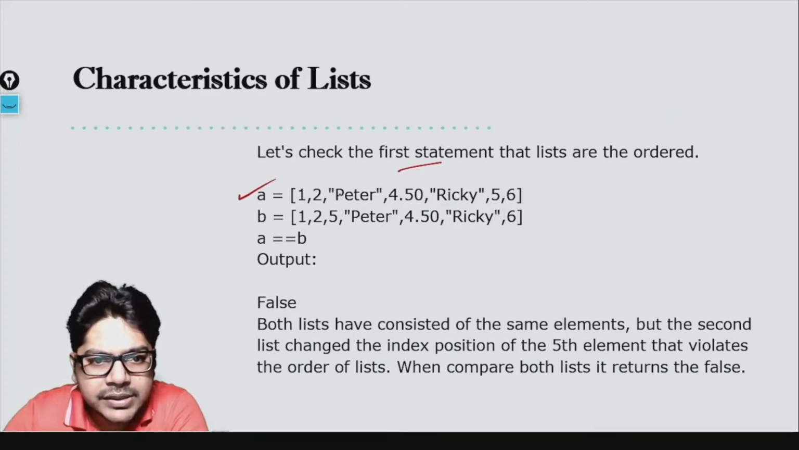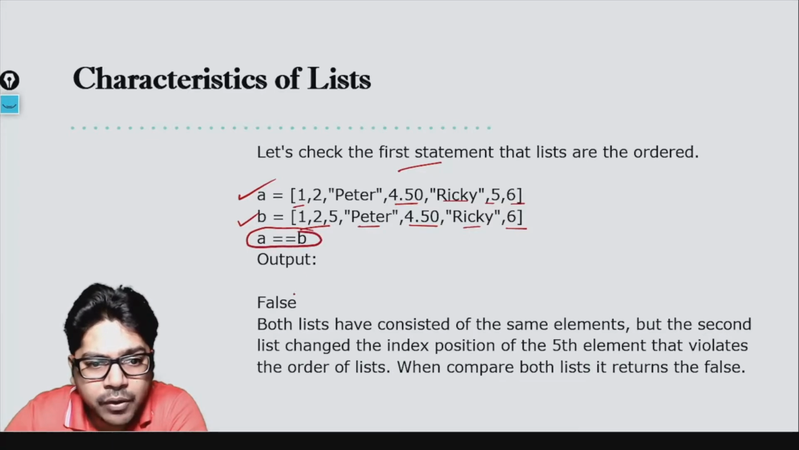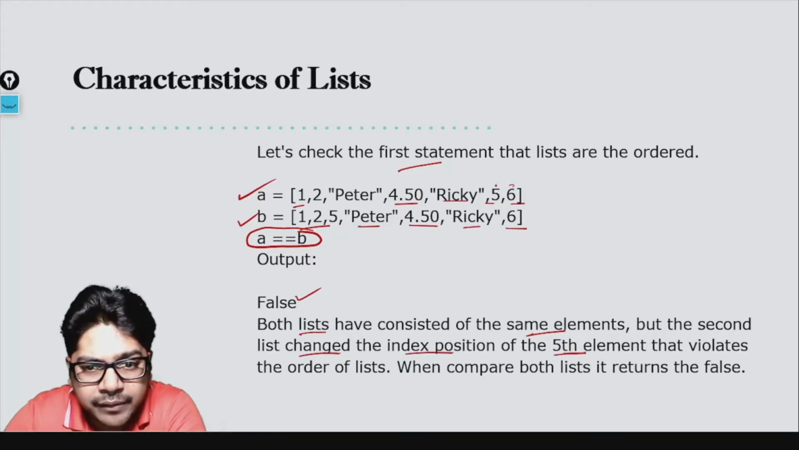So here we are creating a list. A is equal to 1, 2, Peter, 4.5, Ricky, and 5, and then 6. And then we are creating B, which has the same items: 1, 2, 5, Peter, 4.5, Ricky, and 6. And if I try to print A equal to B, I'm going to get false. Although the items are the same, the ordering is different here. So both lists consist of the same elements, but the second list changed the index position of the fifth element. Here it is coming as 0, 1, 2, 3, 4 and 5, but here it is coming differently, so that violates the order of the list. When compared, it returns false.